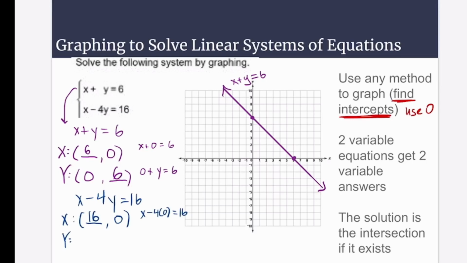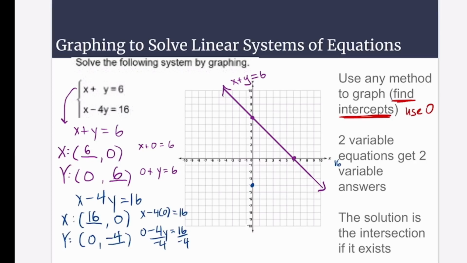For our y, x is 0, and now I'm going to solve for my y. If x is 0, I get negative 4y equals 16. I'm going to divide by negative 4, and my y value is negative 4. So here's where the problem is. y is negative 4. x is going to be all the way down here when x is 16. So in this specific case, it's not going to work, right? But sometimes you get numbers that are going to be easier, like the first one.